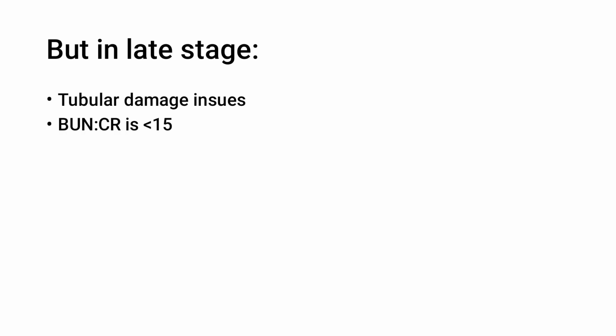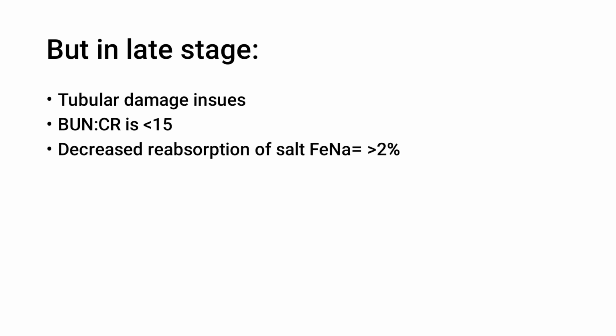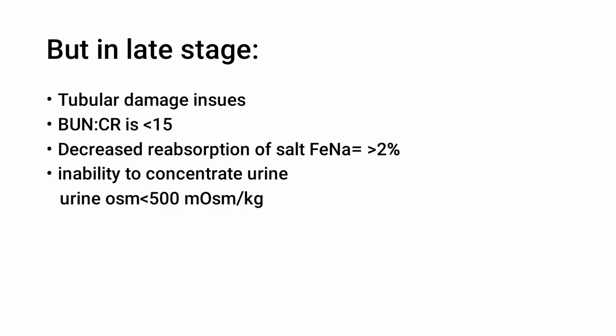But the late stage is somewhat complicated, as in this condition the tubular damage ensues and the ratio is less than 15, with decreased reabsorption of salt, and salt excretion is greater than 2%. As we have already discussed, in this condition the tubules are being damaged, so the tubules are unable to reabsorb the salt. Then we have inability to concentrate the urine, so its concentration decreases, and osmolality decreases, that is less than 500 milliosmoles per kilogram.